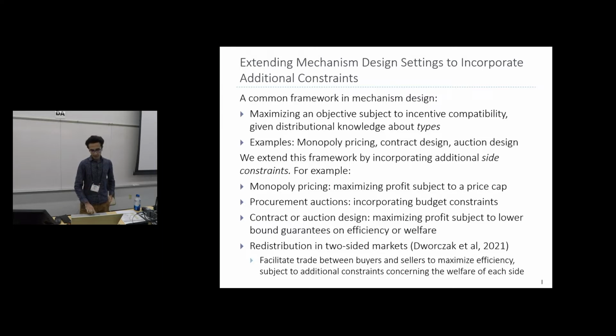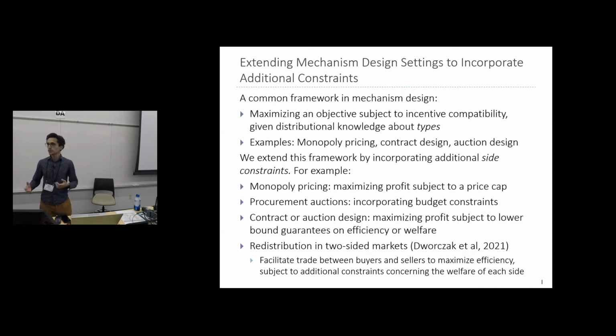Another area that has been recently also studied is redistribution in two-sided markets. The idea is facilitating trade between buyers and sellers on the two sides of the market. And this has been studied with the objective of maximizing efficiency. However, the planner may want to add additional constraints, for example, on the welfare of each side or the induced inequality after redistribution.